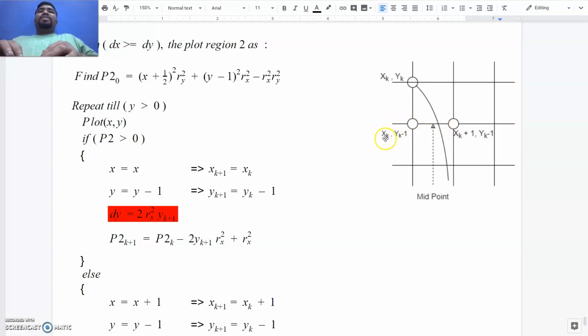Then x doesn't change, y changes to yk minus 1. So you can clearly see x doesn't change, y changes to y minus 1. That is what is represented. We calculate dy, and finally we calculate the next decision parameter as derived.